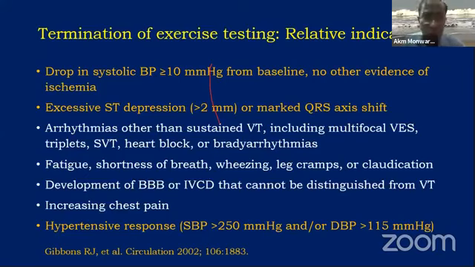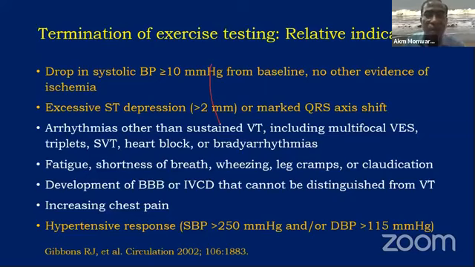There are some relative indications. Only one or two relative indications I like to highlight. One is if there is a drop in systolic blood pressure of more than 10 millimeter mercury from the baseline, but no evidence of ischemia, this is a relative indication. If there is evidence of ischemia, this is an absolute indication.